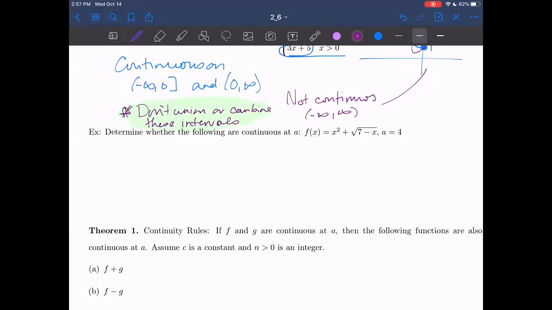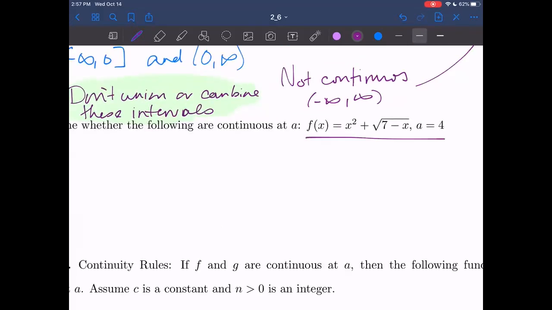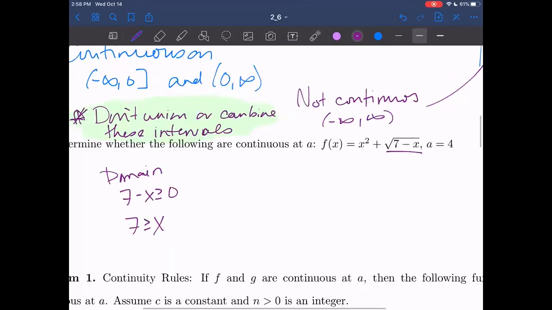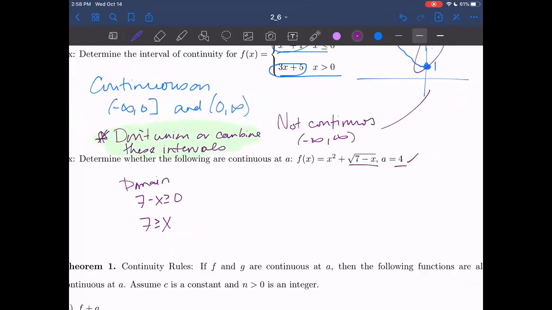Okay, so then we can do this algebraically. If we're determining whether the following function is continuous at A, we're looking specifically at this point to see if it's continuous at A. The first thing to check is whether or not A is in the domain. The only thing that would cause issues would be our square root here. So our domain is, that has to be greater than or equal to 0. So x has to be less than or equal to 7. Okay, 4 is less than or equal to 7, so that checks out.